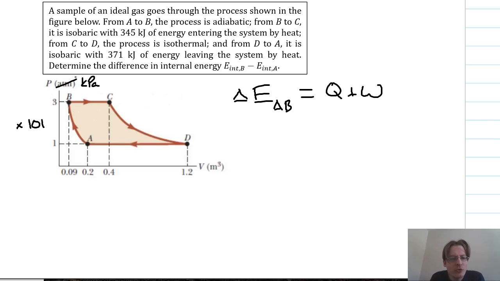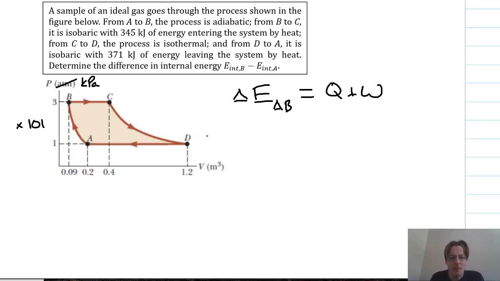First, I want to change units. The graph's given in atmospheres. But if I want to calculate work in joules or kilojoules, I need to convert to kilopascals. The conversion is a factor of 101. In other words, 1 atmosphere is 101 kilopascals of pressure.